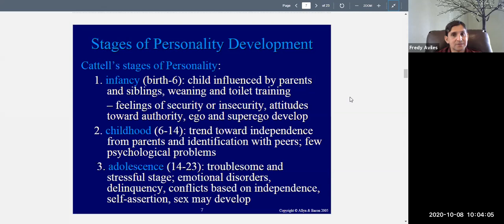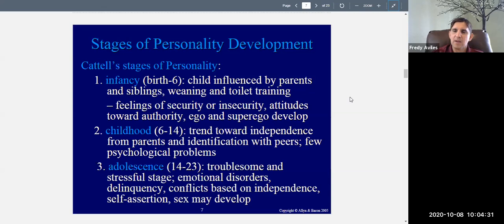Like a drive, he called, like I said, he called those ergs, right? It's not a personality trait. It's just something about our biology and how it works, okay? Cattell also has stages of personality, believe it or not. It is not necessary, by the way, for these trait theories to actually have stages of personality. This is something that looks like it's left over from the other theories, right?